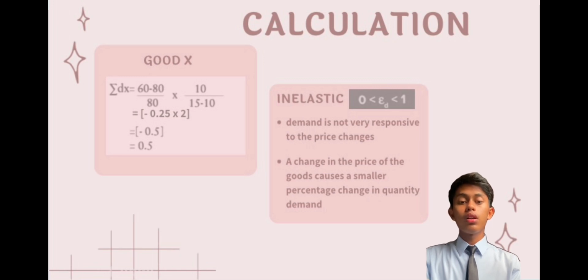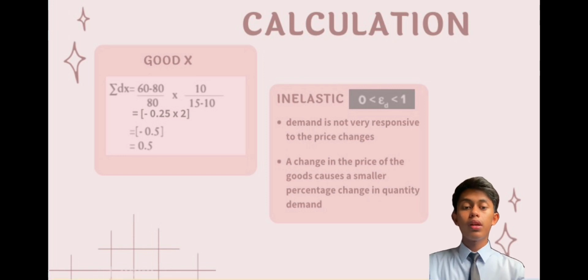one. The formula to calculate price elasticity of demand is new quantity demand minus old quantity demand divided by old quantity demand, and then multiply with old price divided by new price minus old price.